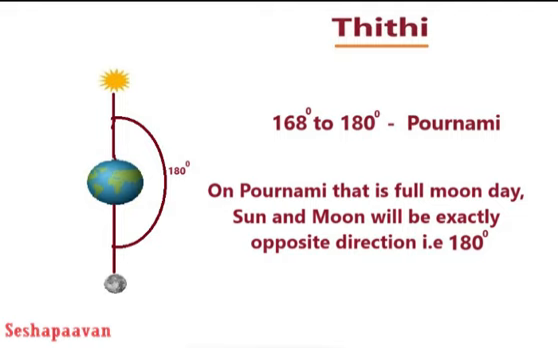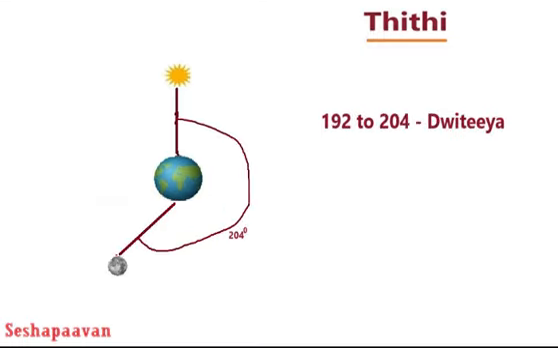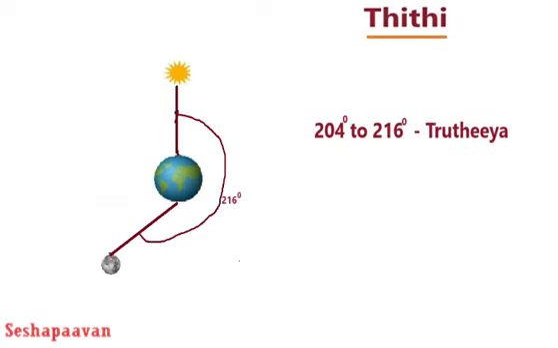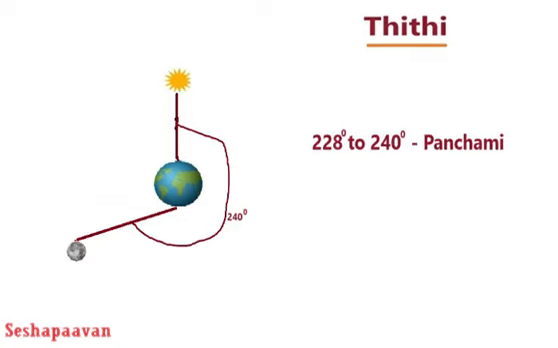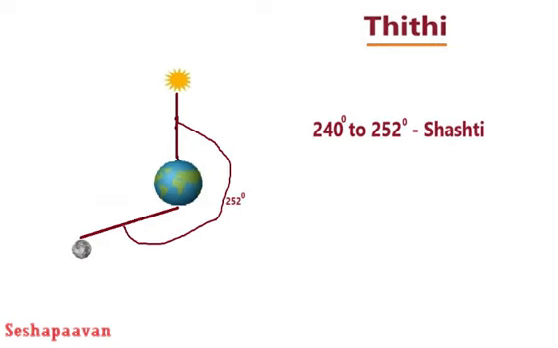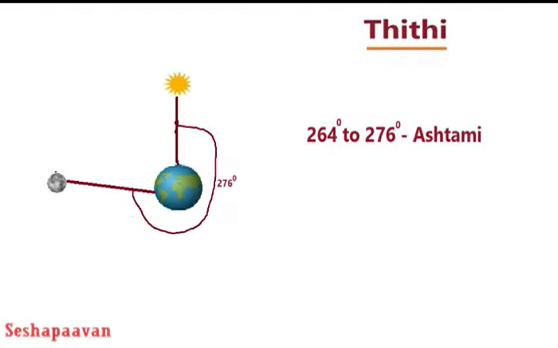From here the names of Tithi will repeat. 180 to 192, Pratipada. 192 to 204, Dvitiya. 204 to 216, Tritiya. 216 to 228, Chaturthi. 228 to 240, Panchami. 240 to 252, Shashti. 252 to 264, Saptami. 264 to 276, Ashtami.